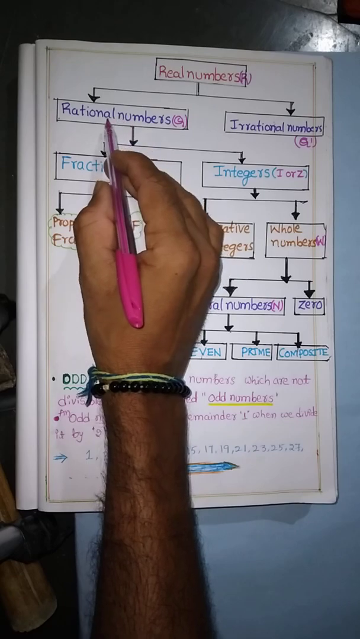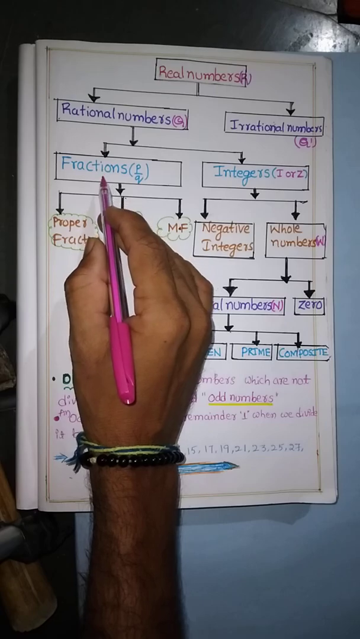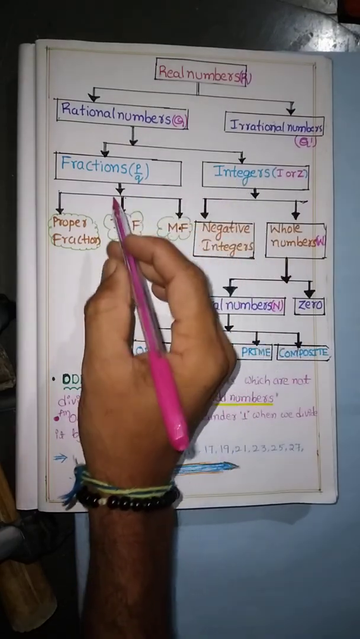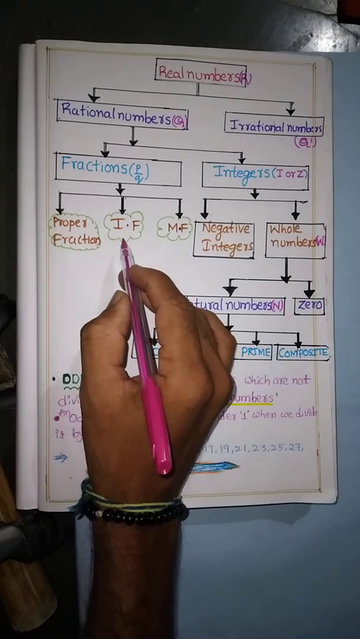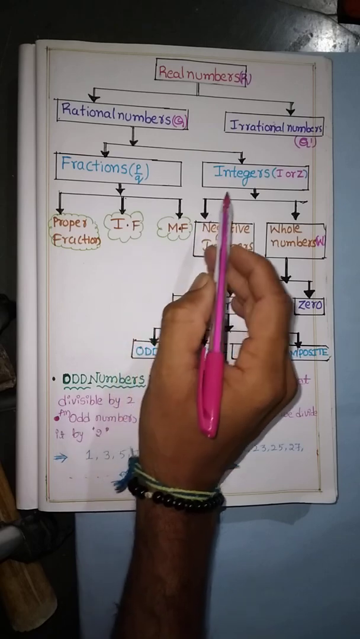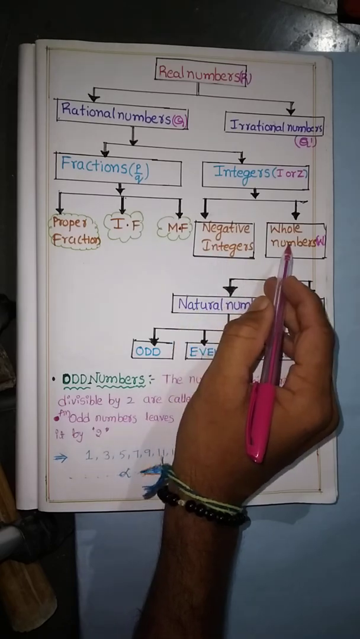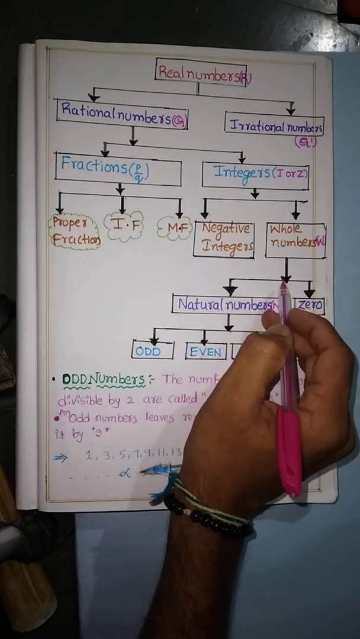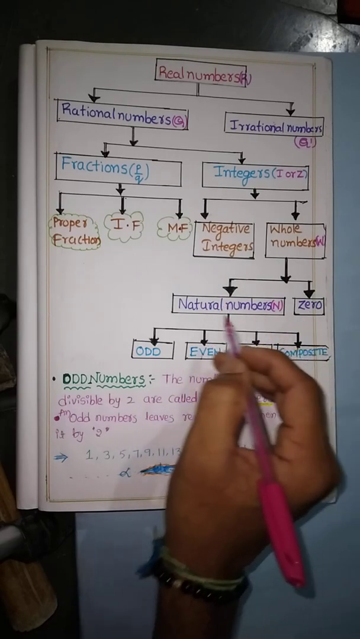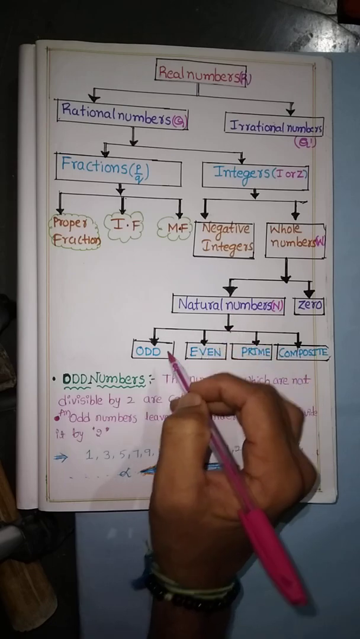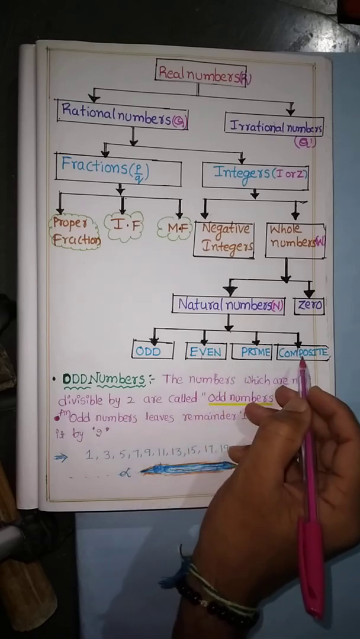Rational numbers are again divided into two types, fractions and integers. Fractions are classified into three types: proper fraction, improper fraction and mixed fraction. Integers are classified into two types, negative integers and whole numbers. Whole numbers are classified into two parts, natural numbers and zero. Natural numbers are classified into four parts: odd numbers, even numbers, prime numbers and composite numbers.